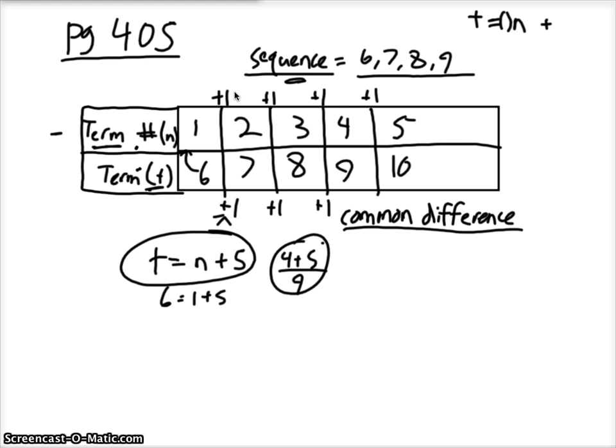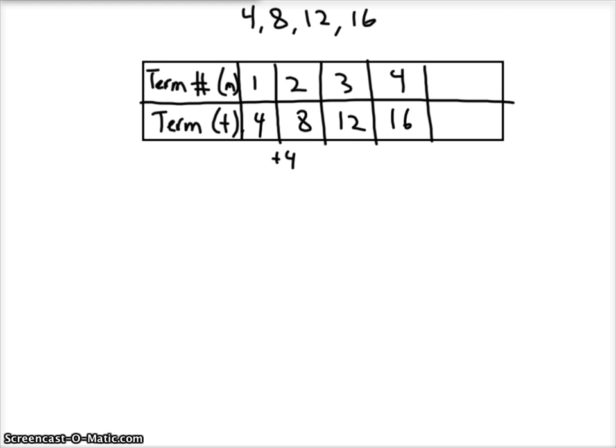Okay, let's do another example just to stay on track. Here's our group of numbers. We have 4, 8, 12, and 16. They are our terms. I put them in the chart here, and I've started to say that our common difference, which I'll write as CD, is we add 4. So we're adding 4 to each one.